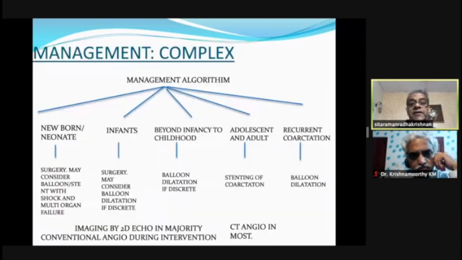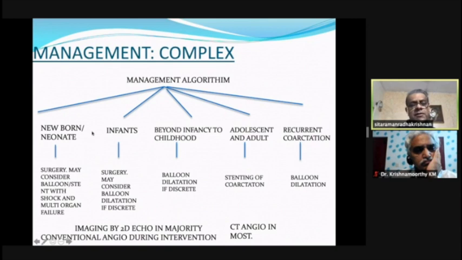I've just provided an algorithm. Remember that imaging by 2D in the majority of patients, especially in the pediatric age group, is all that is required. Of course, if you want to do balloon intervention, you will have to do the conventional angiography. But as they go into adolescence and adulthood, most of them will require a CT angio in addition to define the anatomy much more clearly. This is just an algorithm for treatment of these patients.